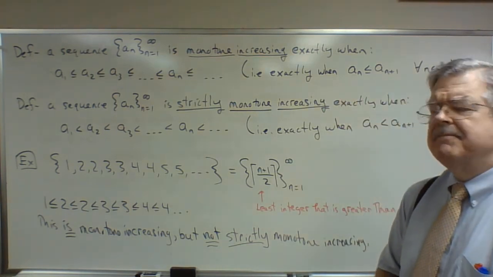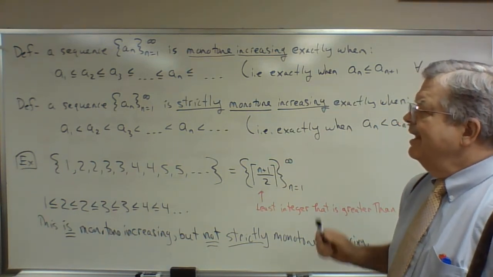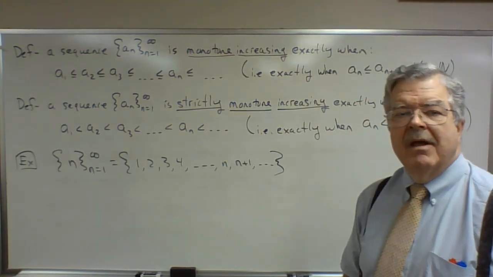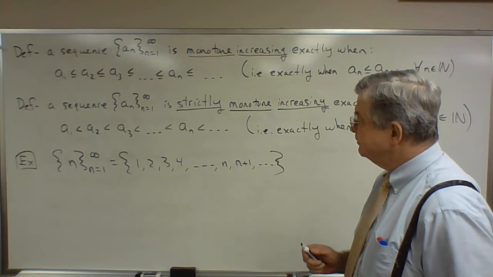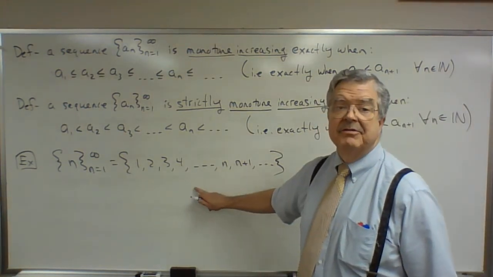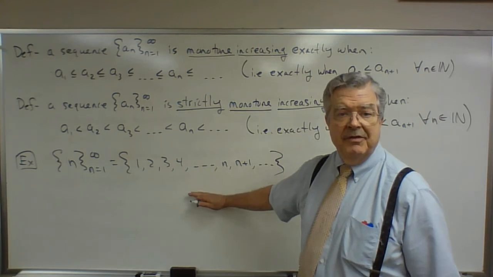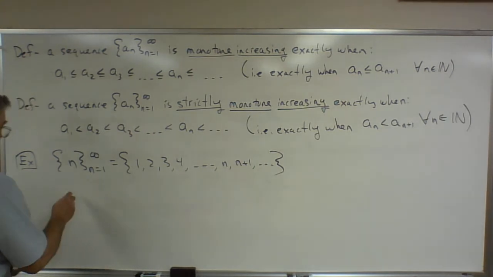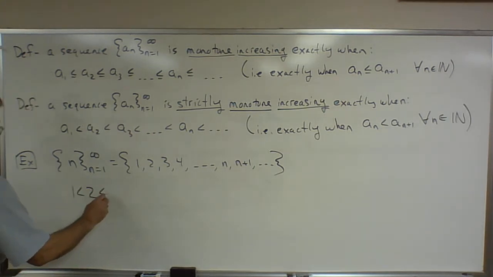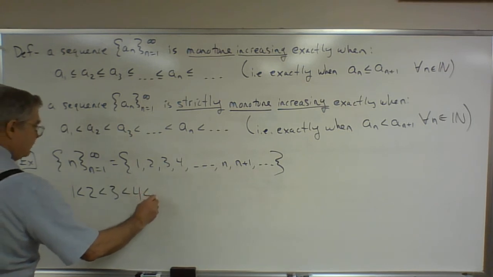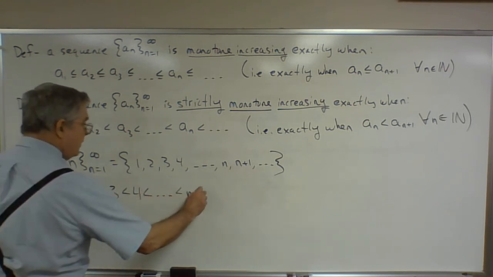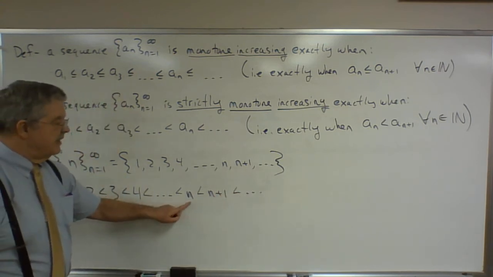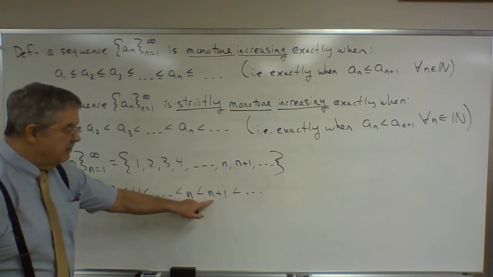Now we'll look at another example. Okay, what about this one? This is pretty easy, isn't it? It's just the natural numbers and they increase in size from one term to the next. So 1 is less than 2, which is less than 3, which is less than 4, and so forth and so on. And in turn, the nth term is strictly less than the n plus first term.